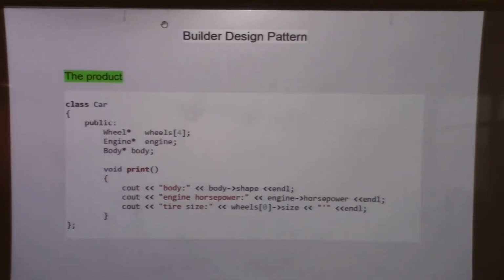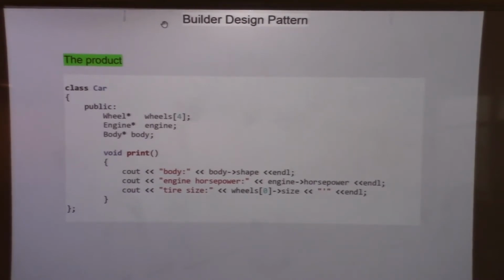So now what we want is a product that's going to be a car. So the car is going to consist of an array of four wheels. A lot of cars have four wheels. It makes them much more balanced than the three-wheel cars. They do have an engine, and they have a body.